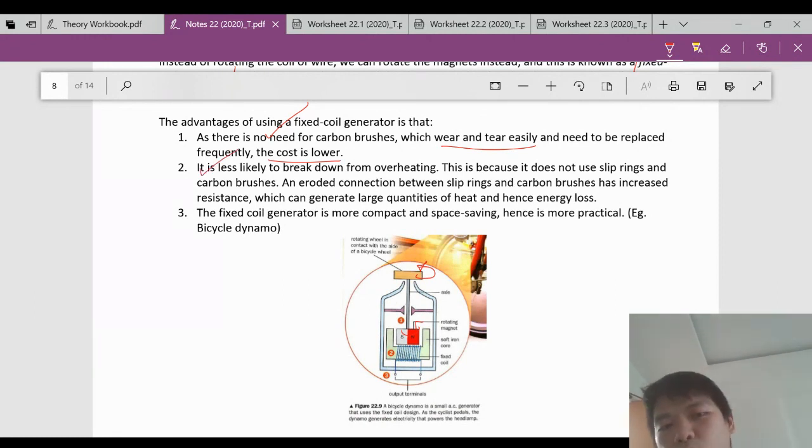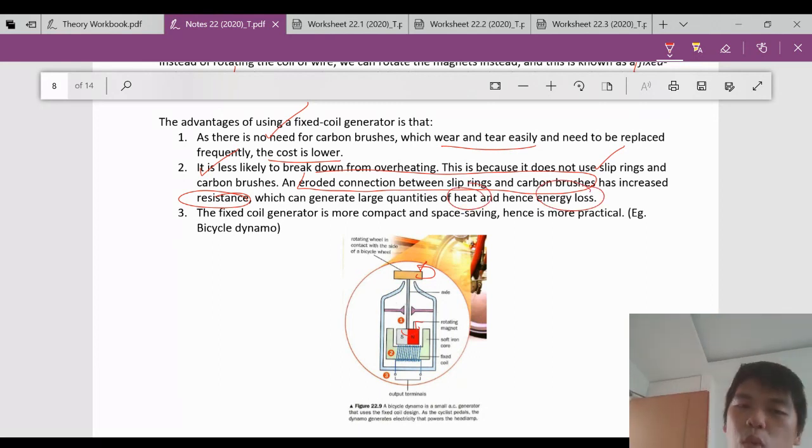Next is less likely to break down from overheating. Why? Because if you do not use slip rings and carbon brushes, there will not be a connection, because this connection between the slip ring and carbon brushes will increase resistance and will generate heat that will result in energy loss that will cause wear and tear, cause overheating, you waste energy also. Next, the fixed coil generator is more compact and space saving, and as such more practical. Example, the bicycle dynamo, as you can see here. So a dynamo is basically to use the tire movement to generate electricity, and this electricity can be used to power the light or any other electrical devices.